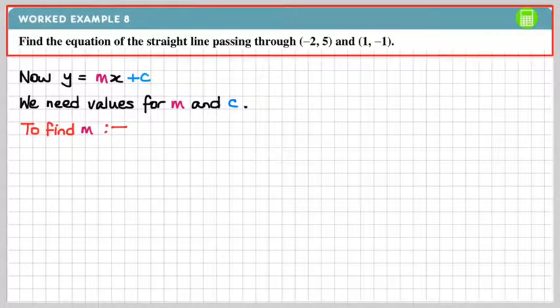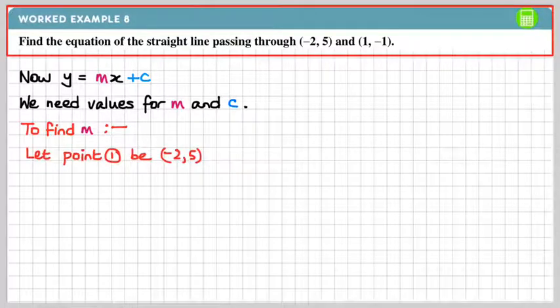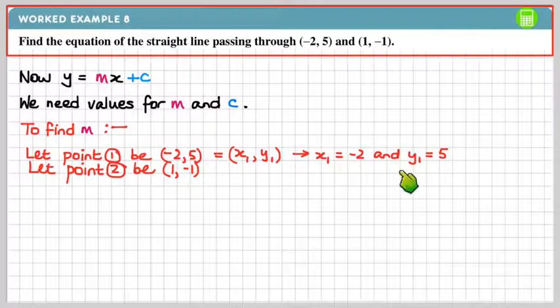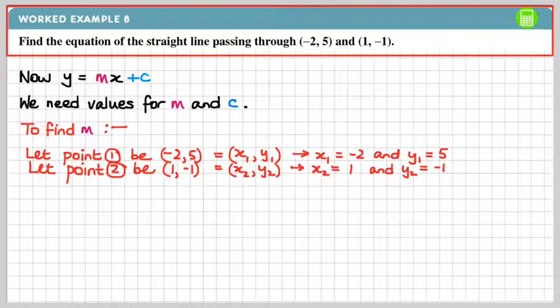Because to find m, we just assign one of those values as point 1. I've assigned point 1 as the first one that you see up there. That's x1, y1, yes. Therefore, x1 is minus 2, y1 is 5. That's important to put that step in. If you're inclined to get mixed up, that's a very good idea. Just state it out as simply as that, right? Now, point 2 is 1 and minus 1. So therefore, x2 is 1 and y2 is minus 1.